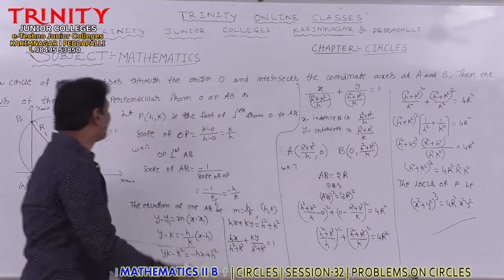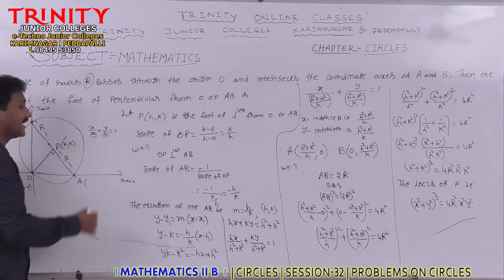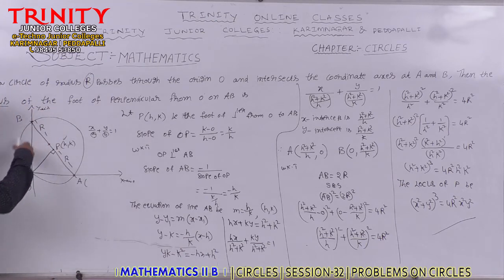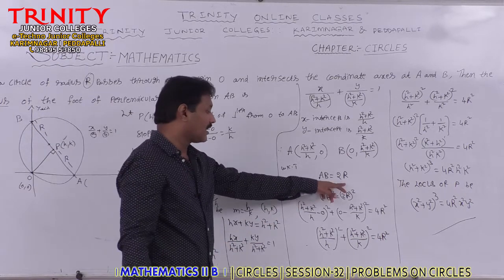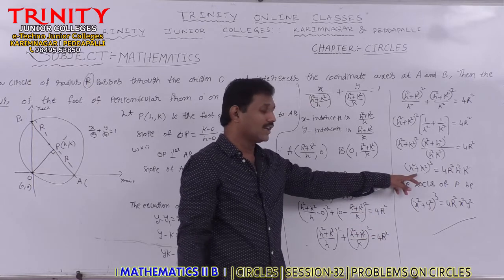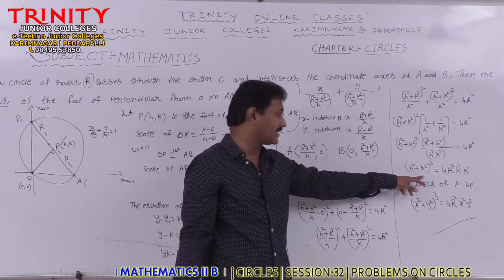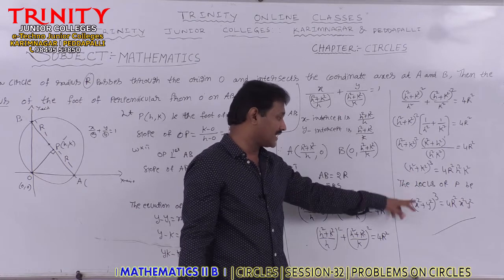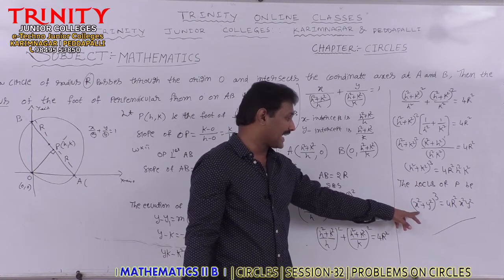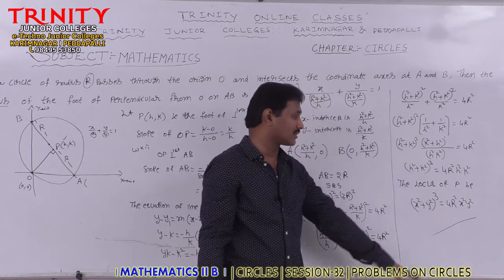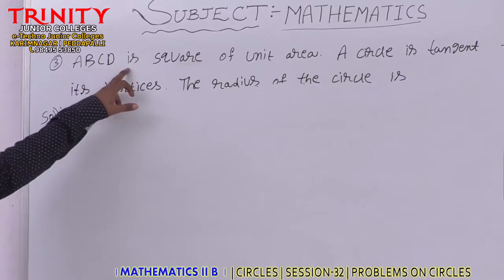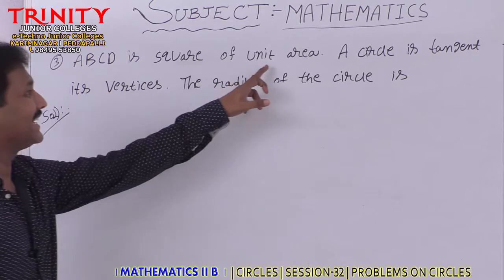We know the given radius of the circle is capital R. The circle cuts the coordinate axes and passes through the origin, so the cutting points are the ends of a diameter. Therefore, AB is a diameter, and the length of the diameter AB equals 2 times the radius. Solving this equation, we get the locus. (h, k) is the variable point; replacing h by x and k by y, the required locus is (x square plus y square) whole cube equal to 4r square x square y square.